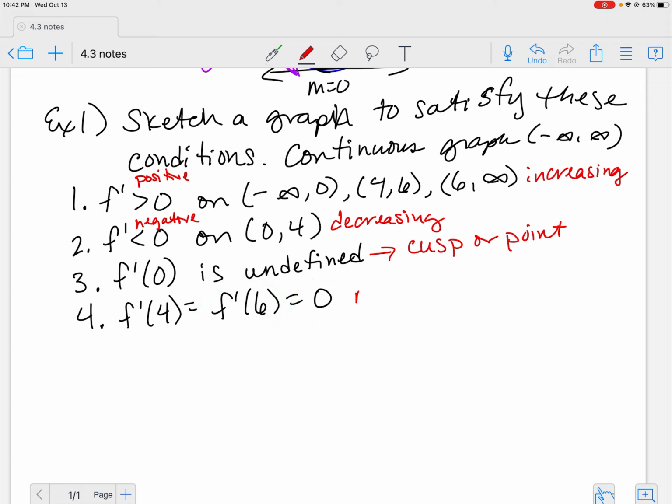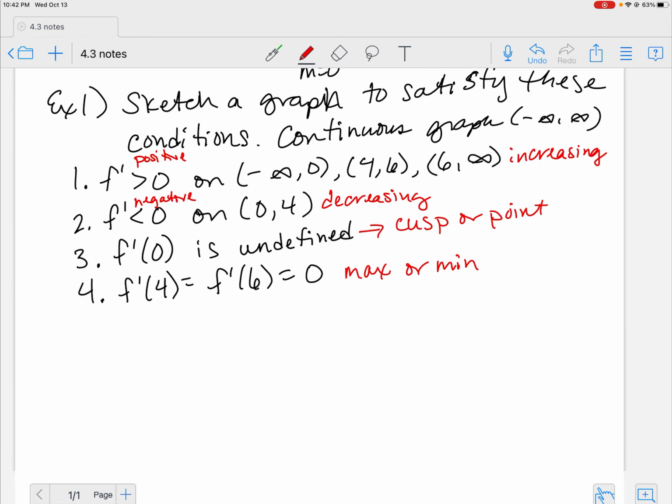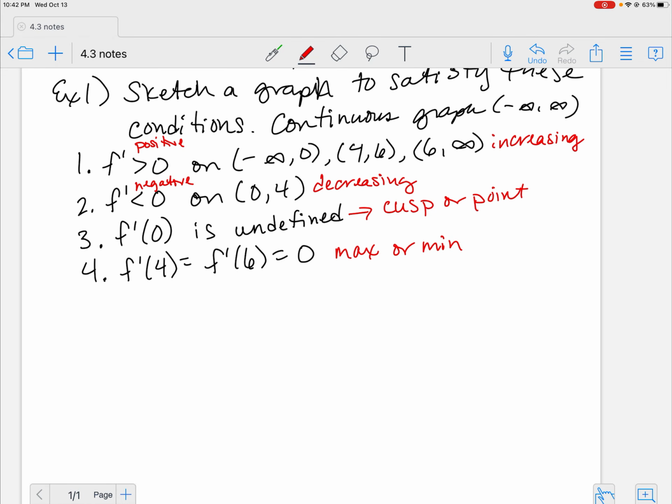Yeah, maximum or minimum. Those are those critical values. Well, okay then. Let's do this thing. I'm going to make this just a little bit more here. Let's see what we've got.